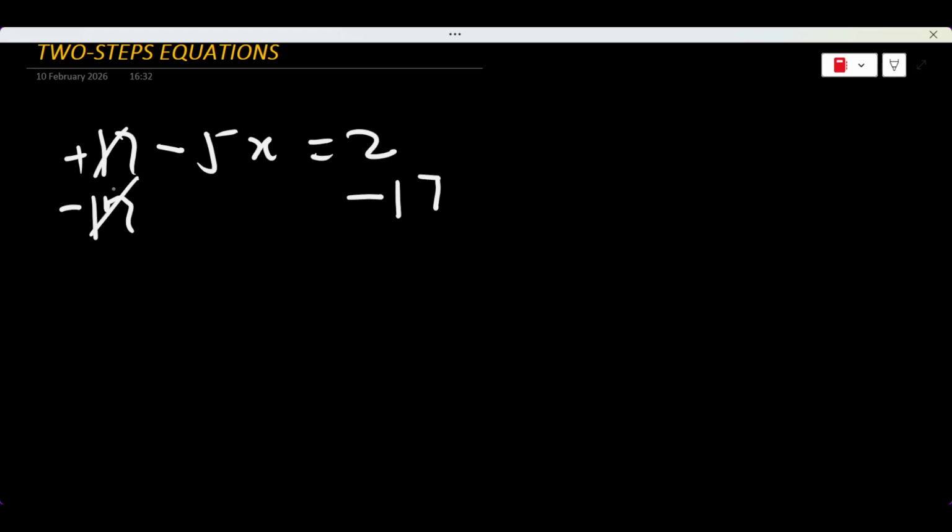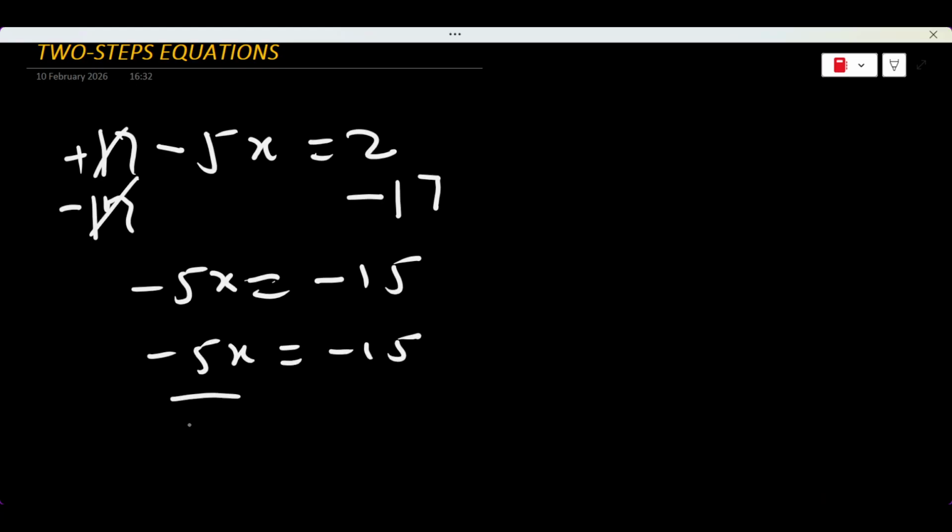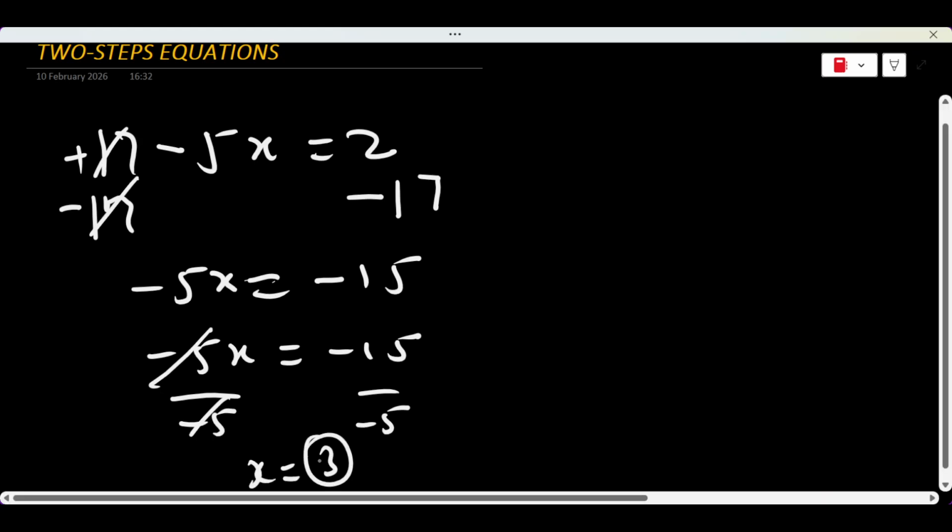So this and this will cancel out. We are left with negative 5x equals 2 minus 17, which gives us what? Negative 15. So negative 5x equals negative 15. Divide both sides by what? Negative 5. Negative 5. So this one cancels out. If you are dividing by negative 5, realize that the negative will make positive. So negative 15 divided by negative 5, the answer equals what? Positive 3. That's our answer. I hope that is clear.